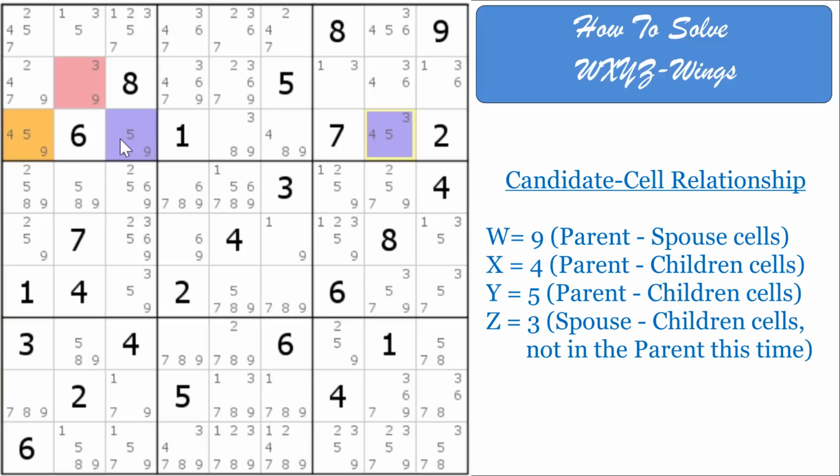So first, do we have 4 cells? Yes. Do we have exactly 4 candidates? 3, 4, 5, and 9. Yes. Are they not in a row? Yes.